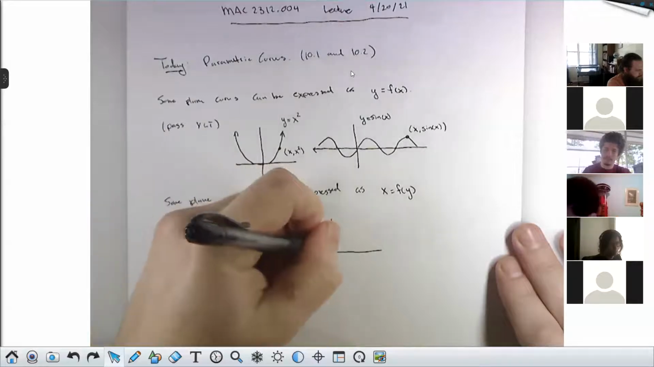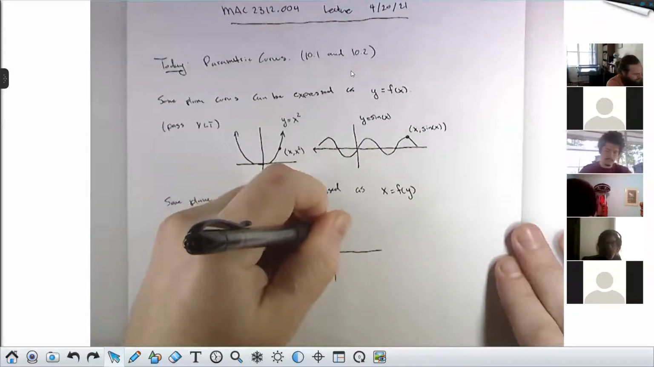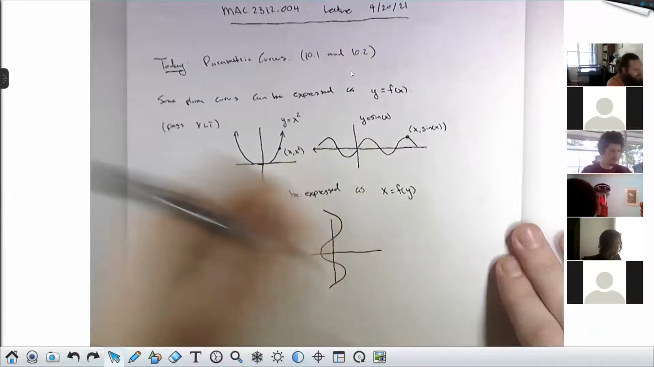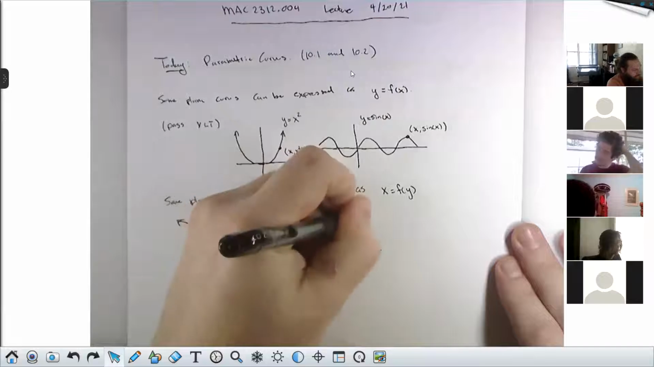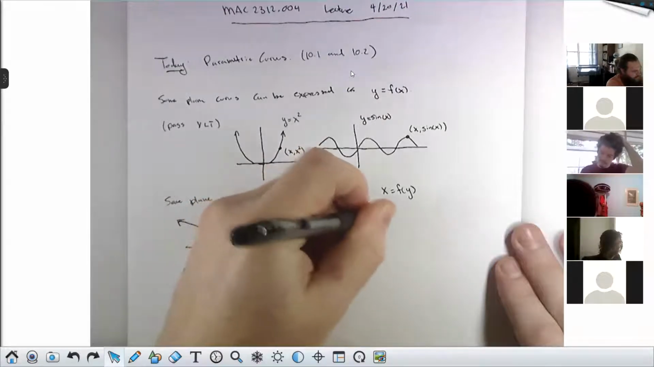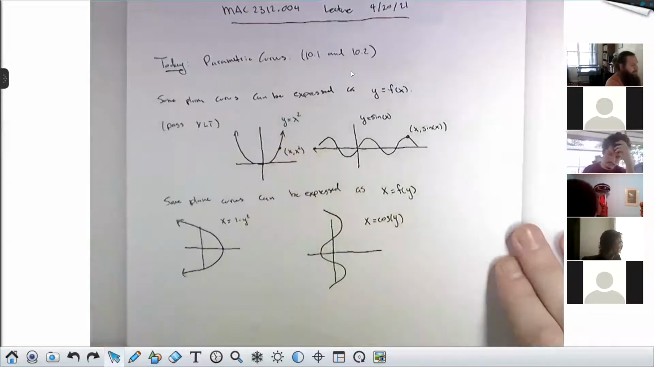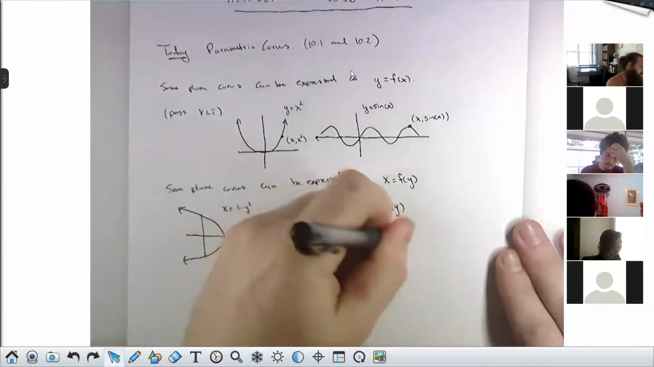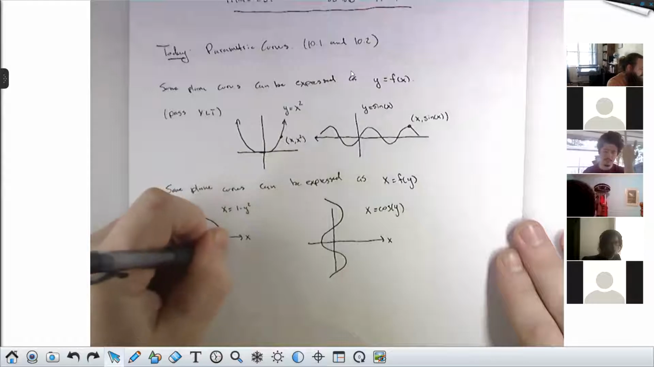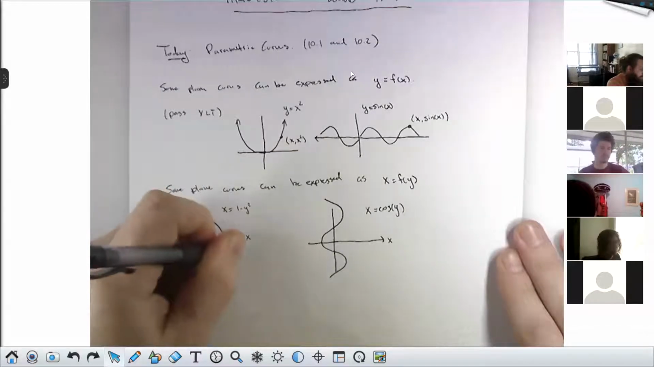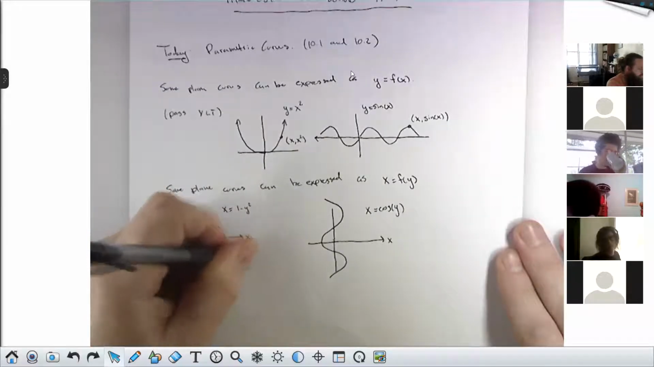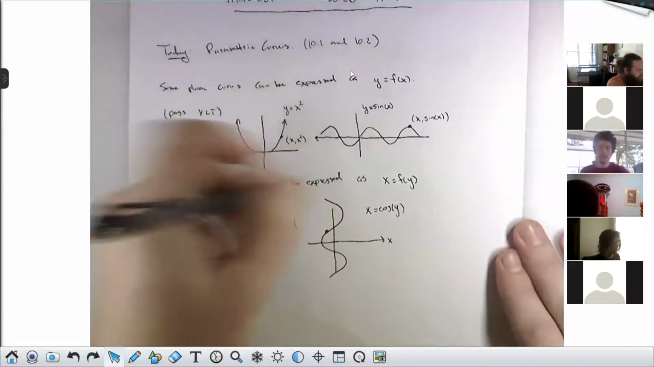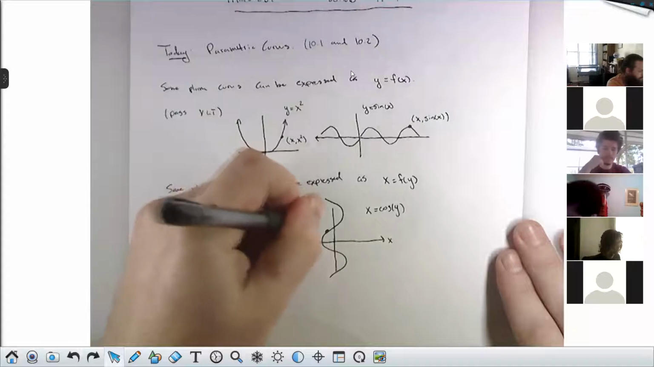Or you could have something else. Here, let's be silly about it. How about something like this, where you have x equals the cosine of y. Kind of the equivalent idea to the idea above. Your horizontal axis is still your x-axis. Every point along this curve would be of the form 1 minus y squared, comma y. Every point along this curve would be of the form cos y, comma y.